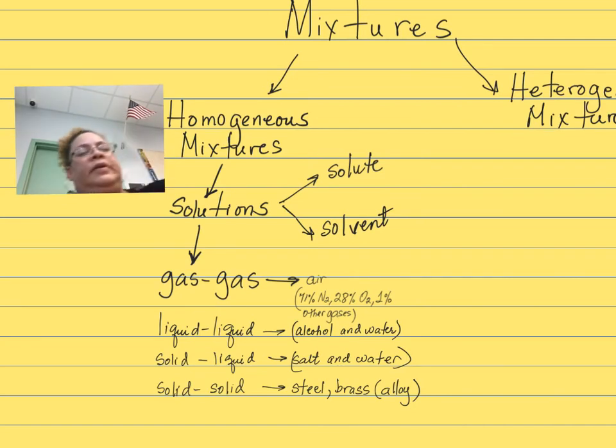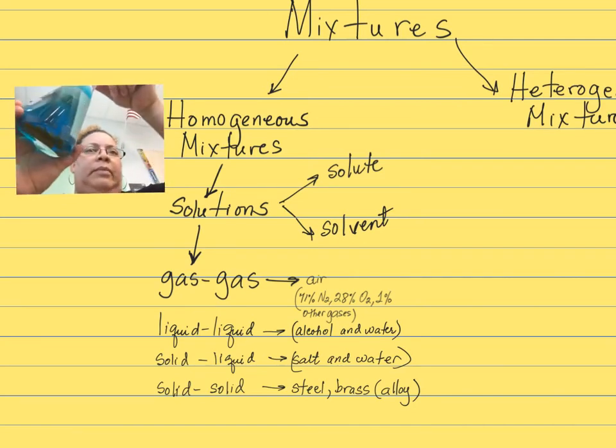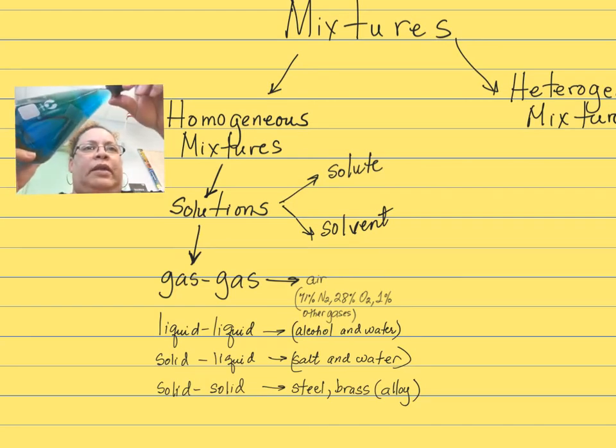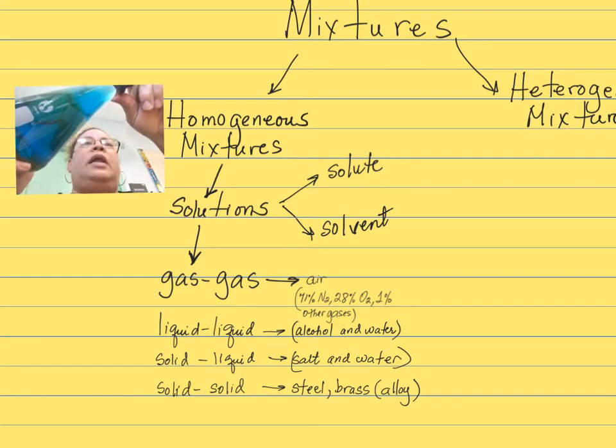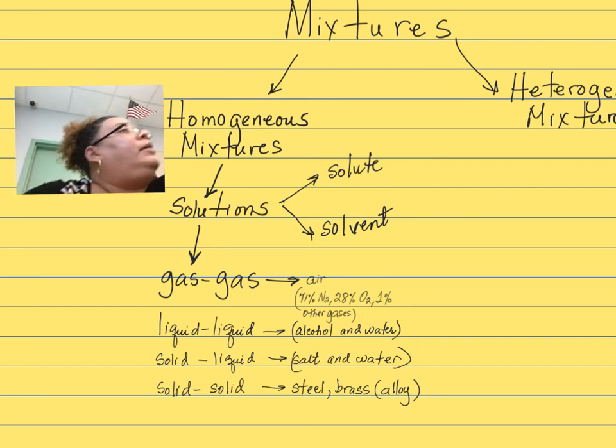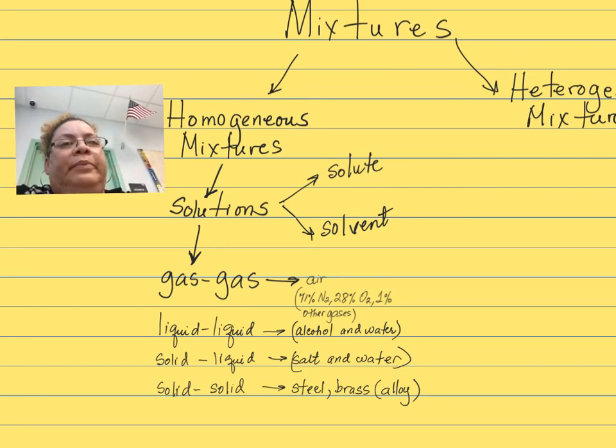Let me show you that one more time because the video wasn't on. See, you don't see the difference. When you look at the blue liquid, you don't see the difference between the copper sulfate, which is a solid, and the water. Why is that happening? Because copper sulfate is an ionic compound, and ionic compounds dissolve in water. Okay?